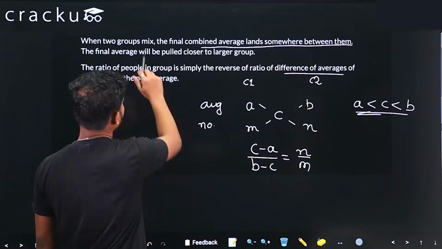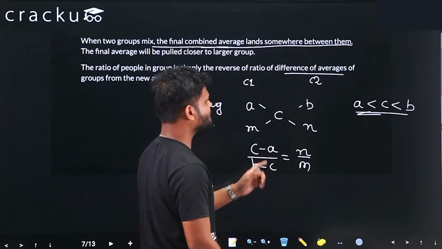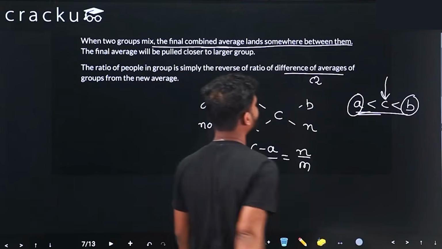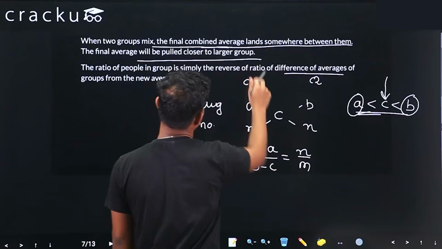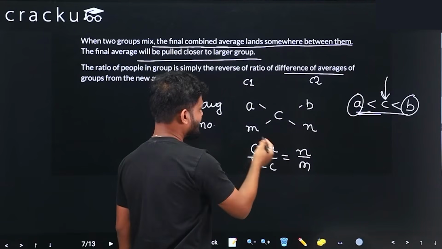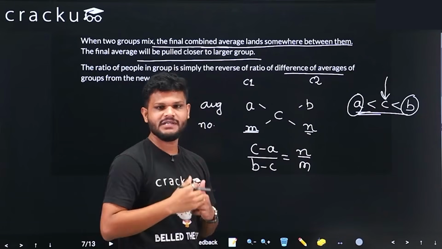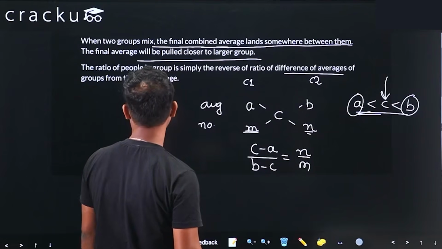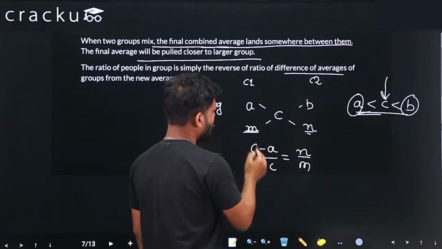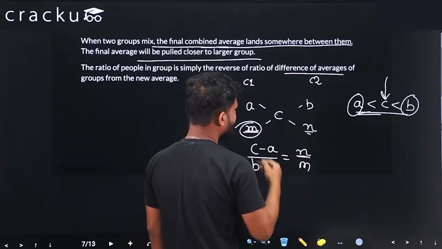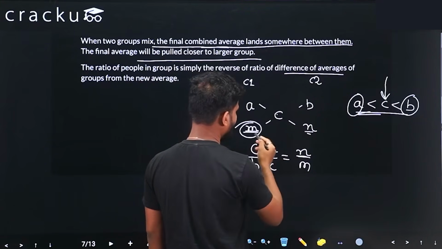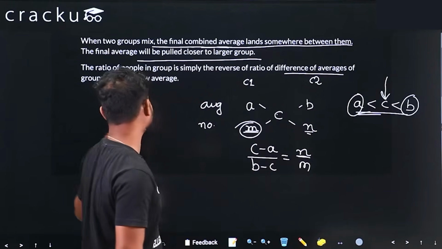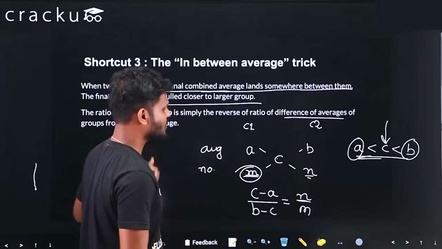So this says when two groups mix, the final combined average lands somewhere in between them. If this group and this group are mixed, the final average will be in between them, and the final average will be pulled closer to the larger group. So whichever is the larger value from M and N, the average will be pulled towards it. And the ratio of people in the groups is simply the reverse of the ratio of differences of averages. So C minus A won't be equal to M, it will be equal to N. Why? Reverse we are taking. And B minus C will be equivalent to M. So this is nothing but a simple concept of alligation which we are using in this question. Now we will solve the question based on it.